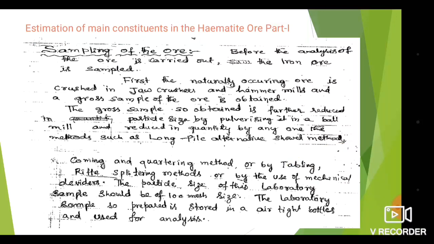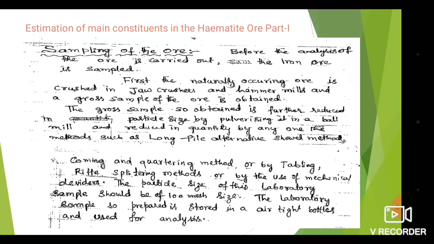For analyzing any sample of ore, the first step is the sampling of the ore. Before the analysis is carried out, the iron ore is sampled. First, the naturally occurring ore is crushed in jaw crushers and hammer mills, and a gross sample of the ore is obtained. So we first need to crush the given ore into small particles by hammer mills or jaw crusher. Then the gross sample of the ore is obtained.